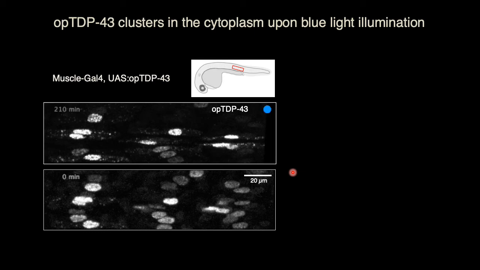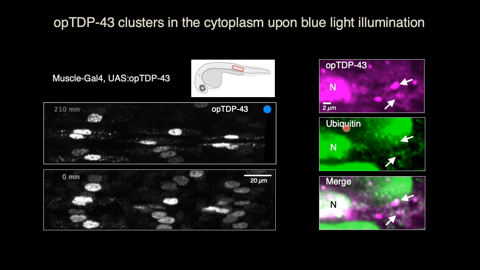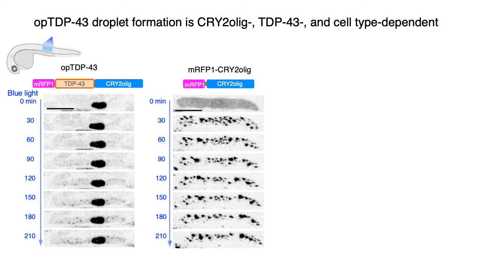And consistent with the fact that TDP-43 is a component of ubiquitin-positive inclusions in ALS, these OP-TDP-43 droplets are partially ubiquitin-positive. And we found that this OP-TDP-43 droplet formation was much slower than cryo-olig clustering. As shown here, OP-TDP-43 droplets become evident after about 2 hours of illumination. But under the same condition, cryo-olig on its own forms aggregates as soon as you shine the blue light. So what we are speculating is that TDP-43 module inhibits cryo-olig module from developing into large aggregates, and OP-TDP-43 forms droplets by a TDP-43 dependent mechanism.